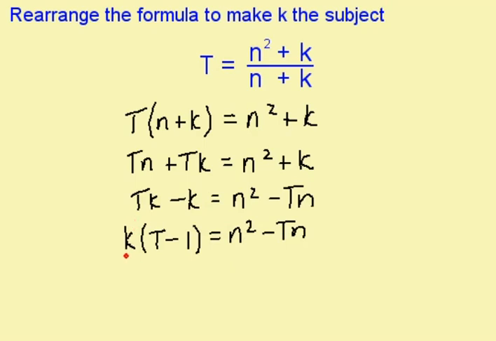To get k on its own now, I need to divide by t minus 1. So I have k equals this part here, n squared minus tn, divided by t minus 1. K is now the subject of the formula.